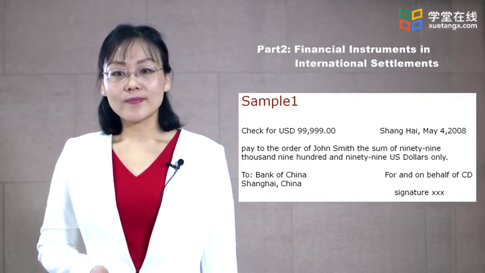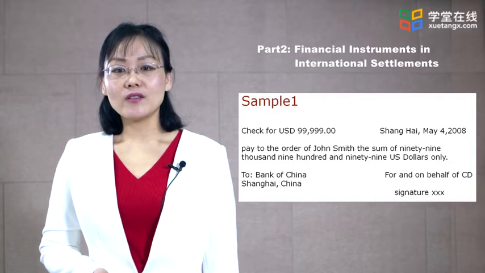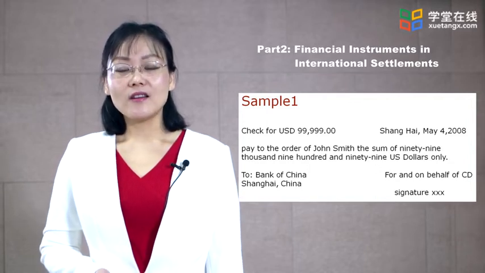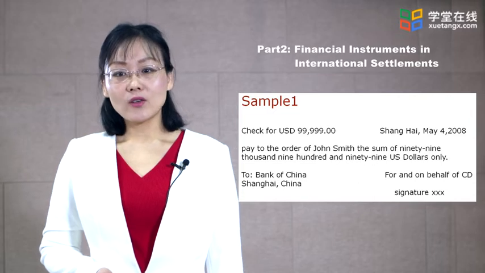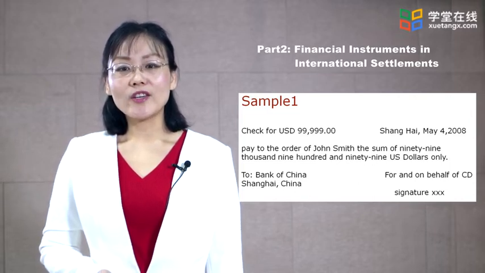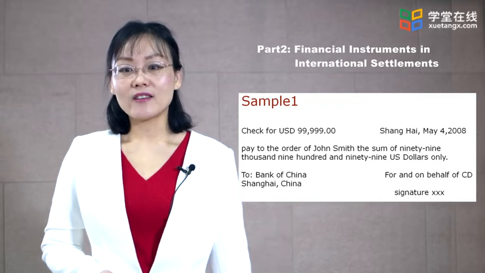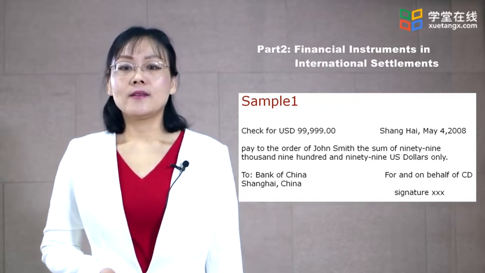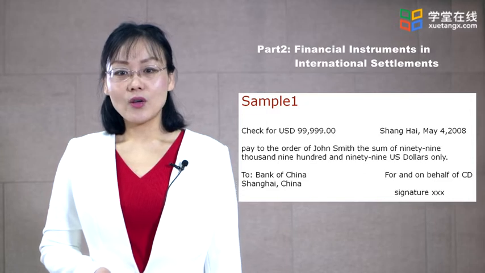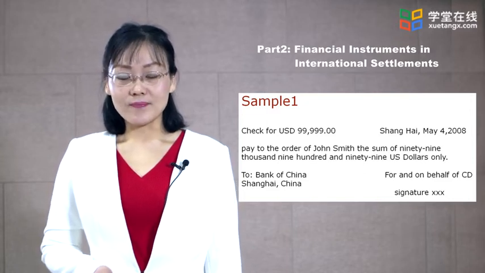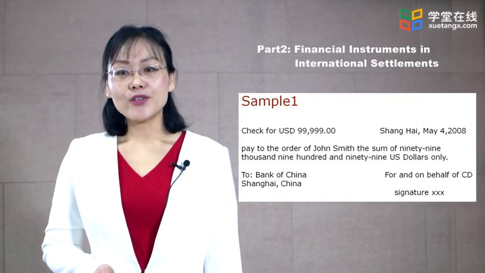Since all checks are paid at sight or on demand, it is unnecessary to indicate the tenor. Then, at the left lower corner is the drawee, which is the accounting bank of the issuer. Here is Bank of China, Shanghai. At the right lower corner is the signature of the issuer, who opened a current account in the drawee bank. Here, the issuer is CD.